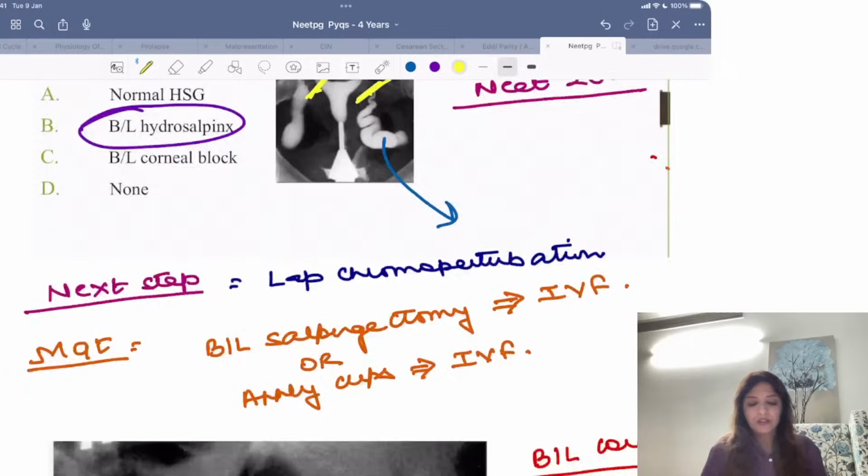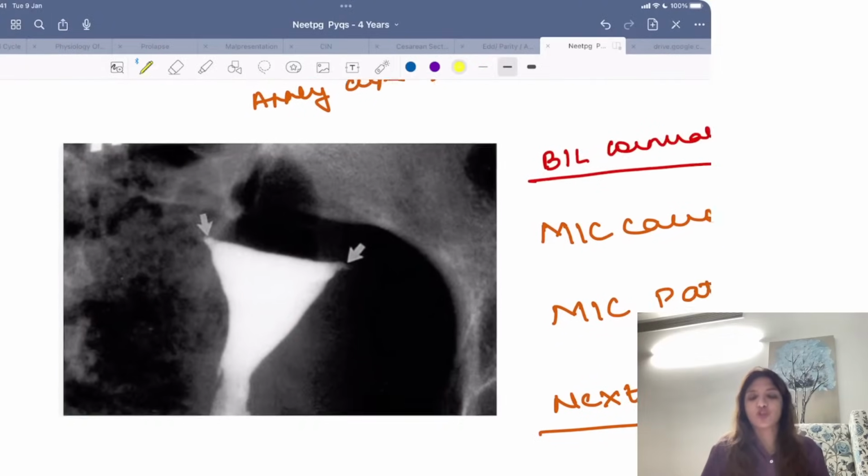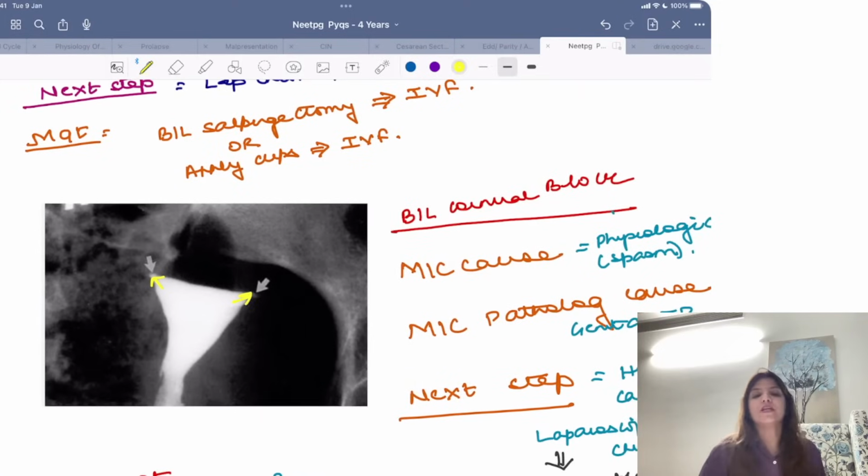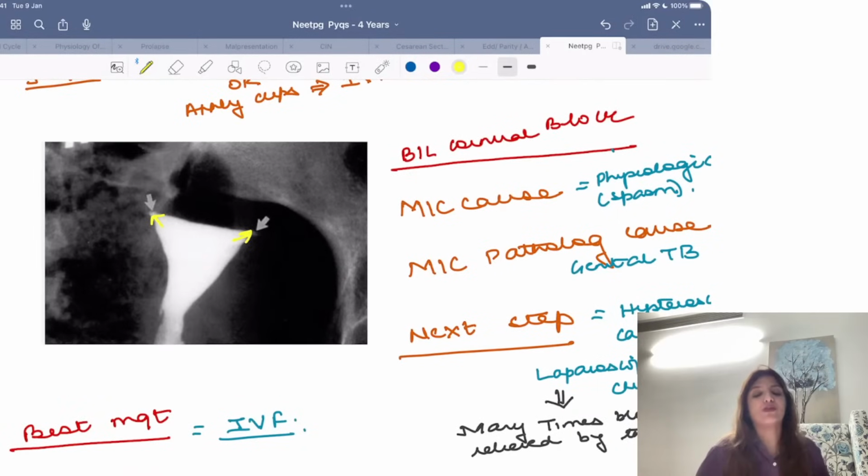Yes. Now, although this image was not shown, they may show it to you in future. So tell me, what is this image showing you? This image is showing that the dye has come up till the cornual end of the uterus and has not passed any further. So this is a bilateral cornual block. What is the most common cause of bilateral cornual block? It is physiological spasm. But what is the most common pathological cause?